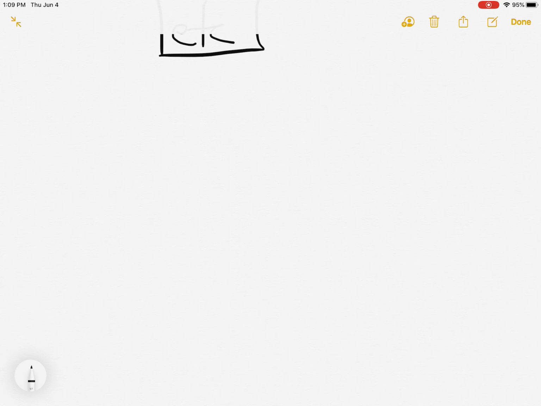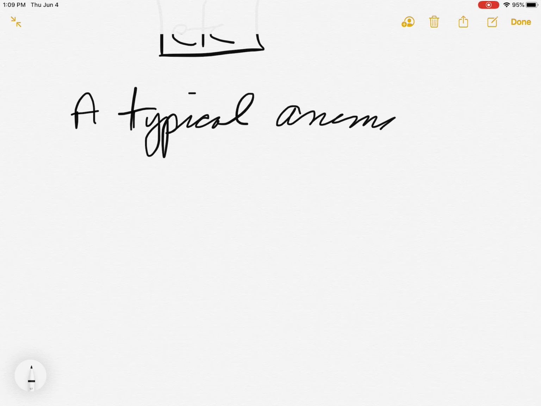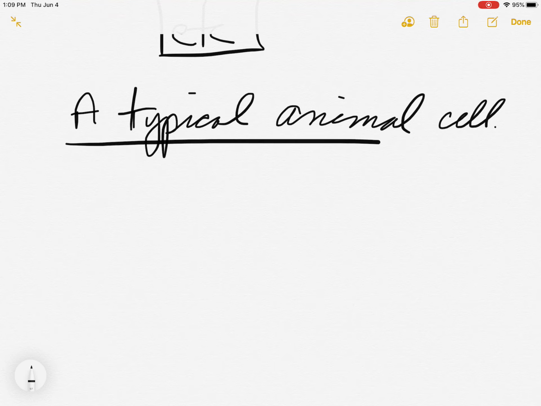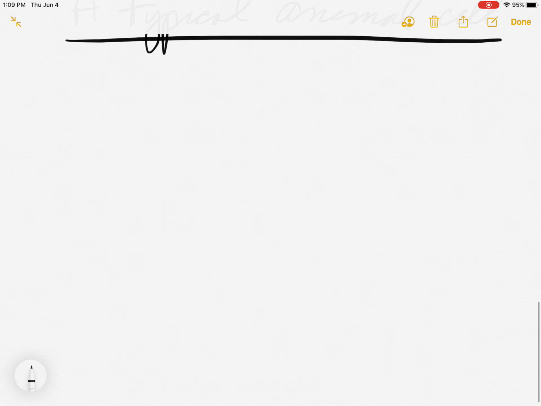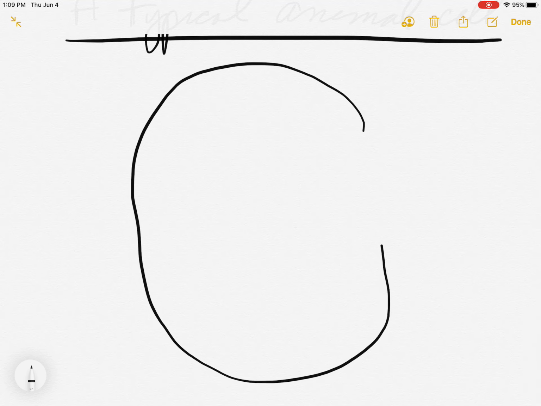All right, so back to cells. Well, cells do all these jobs, and in order to do that, they have to have a sort of a level of sophistication. So we often draw in grade 10 a typical animal cell, which looks something like this. We draw a squiggly membrane.